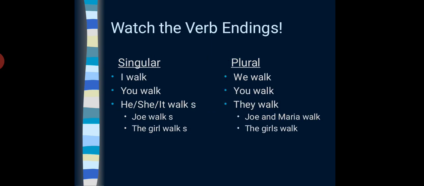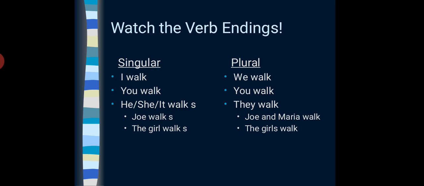so let's read the next point. Watch the verb endings. Singular, I walk, you walk. Plural, we walk, you walk. But we see at the end that when we have a subject like third person singular number, say he, she, it, then we use s or es with the main form of the verb. As you can see, he, she, it walks. Joe walks. The girl walks.